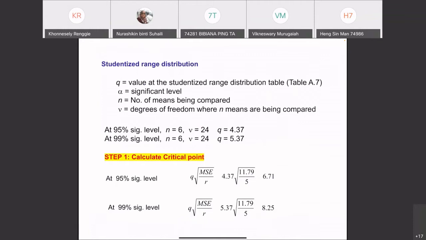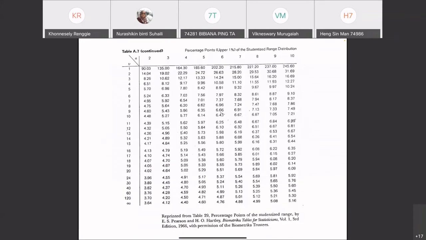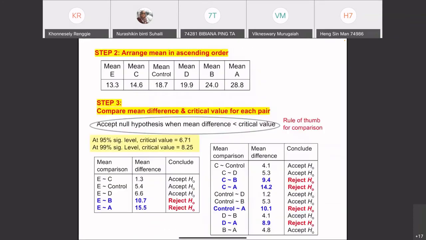So here you calculate the critical value. I just go through briefly because I have talked about this last week. I just want to get your attention on this. This is the difference. This is what is meant by the difference, meaning that you calculate the difference between E and C and so on for all the pairs. Like E and 1.3 here is 14.6 minus 13.3.